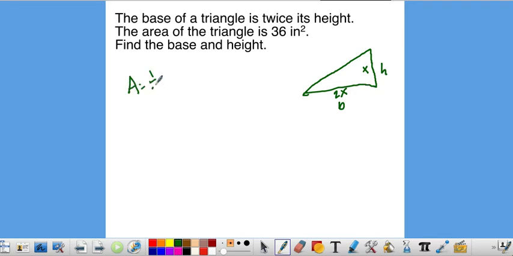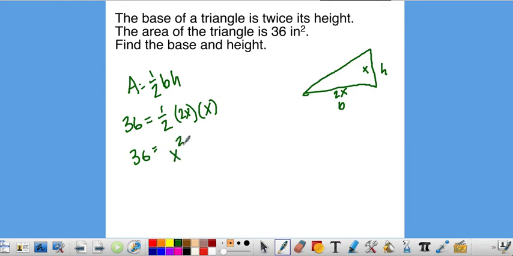So if you let the height be x, the base would be double x, or 2x. If area is 1/2 base times height, our area is 36, our base is 2x, and our height is 1x. Now we just have to solve that equation. Half of 2 is just 1, so those kind of cancel each other out. X times x is x squared. Take the square root of both sides. X is 6.